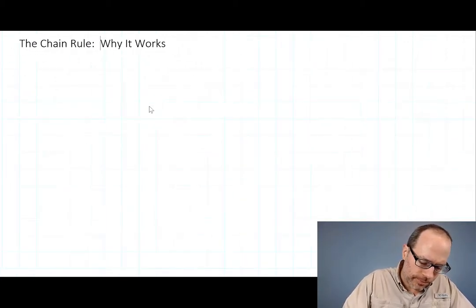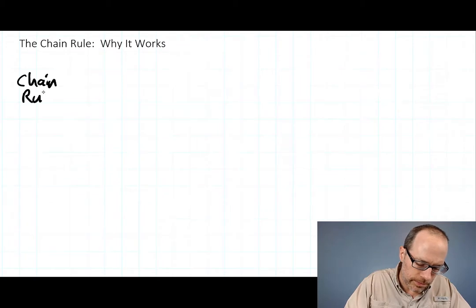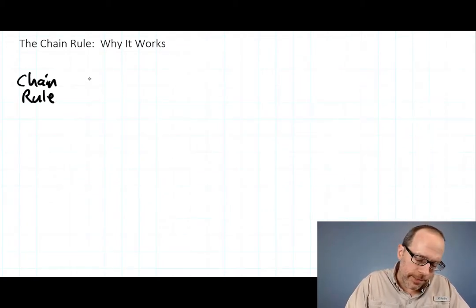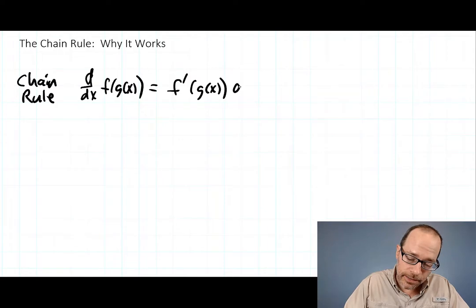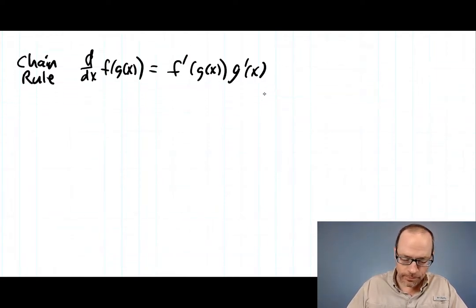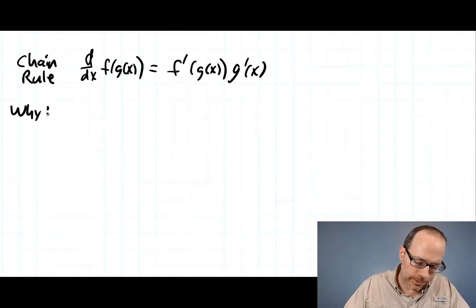All right, so here we go. Remember, the chain rule said that for differentiable functions, the derivative of f composed with g was just f prime evaluated at the inside, times the derivative of the inside. So let's check why this works.